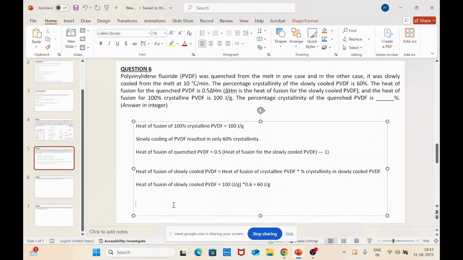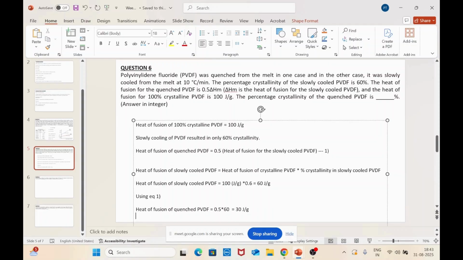So using equation 1, the heat of fusion of quenched PVDF is nothing but 0.5 times 60, which is the heat of fusion of slowly cooled PVDF. So that is nothing but 30 joule per gram.